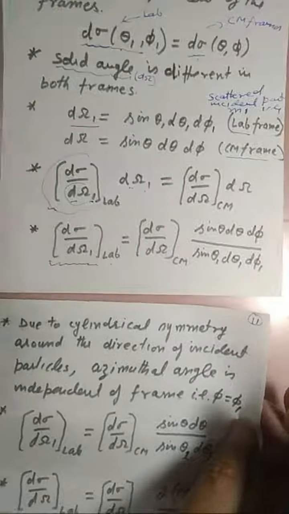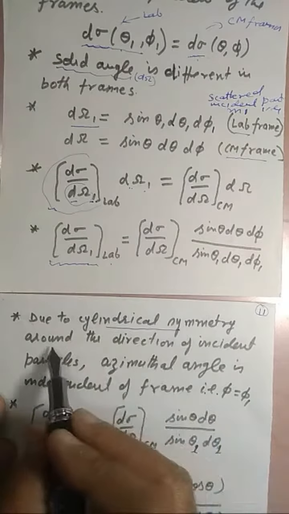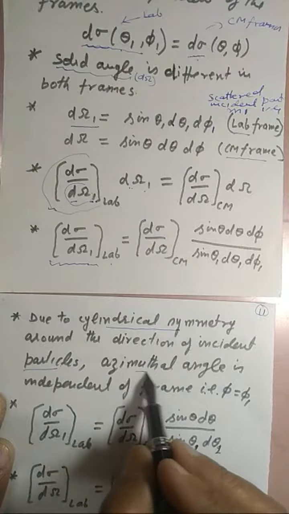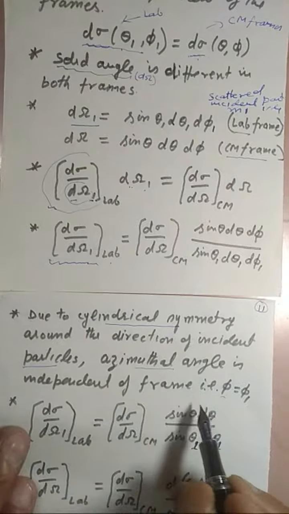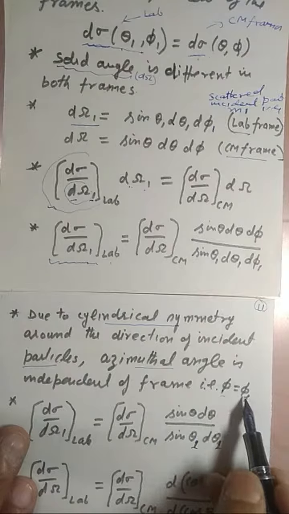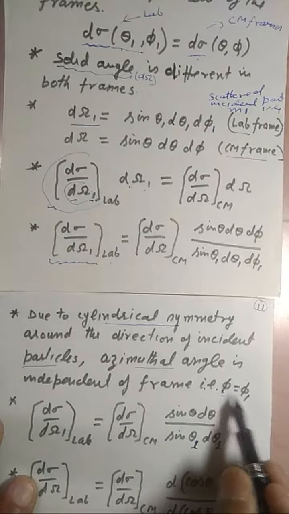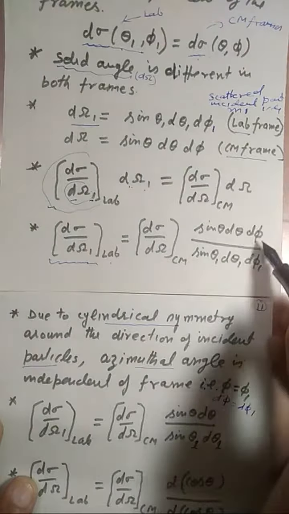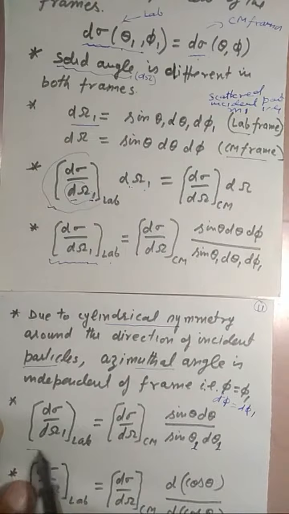Another thing we will consider in this scattering problem is that there is cylindrical symmetry around the direction of the incident particle. It means that the azimuthal angle φ is independent of the frame, that it is the same: φ is equal to φ1 in both frames of reference. So if the azimuthal angle is the same, then we can say that dφ is equal to dφ1, and they will get cancelled, and finally you will get this relation.